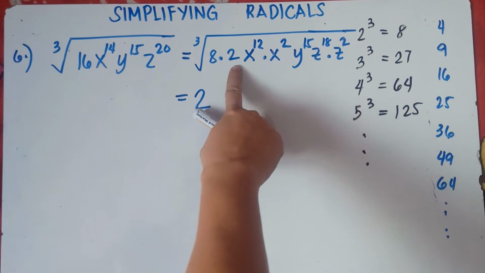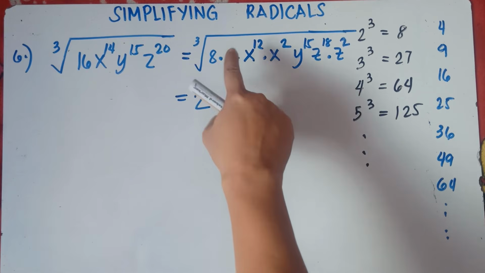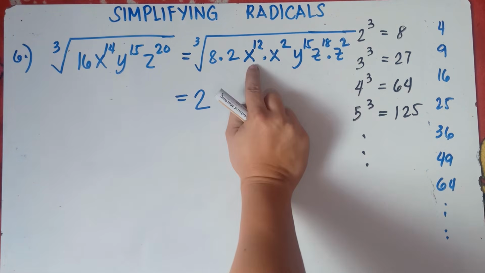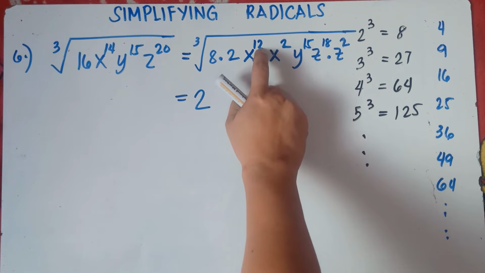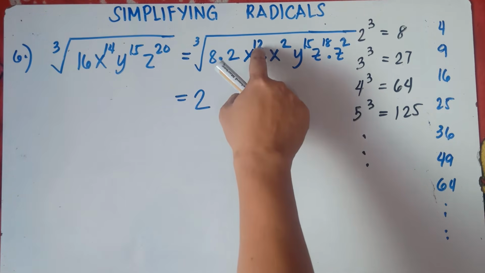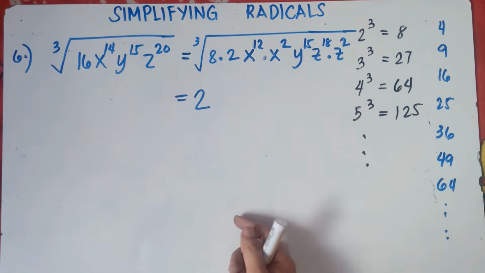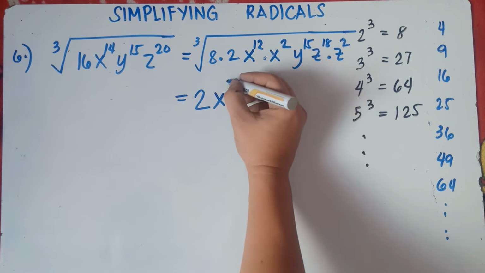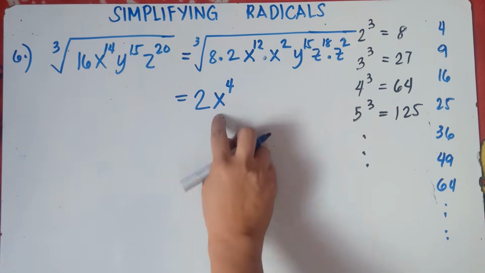2 is not a perfect cube. So therefore, 2 will remain inside the radical symbol. How about this one, class? X raised to the power of 12. Can we divide 12 by 3? Yep, we can divide 12 by 3. 12 divided by 3, that is 4. So put it outside the radical symbol. That would be x raised to the power of 4.